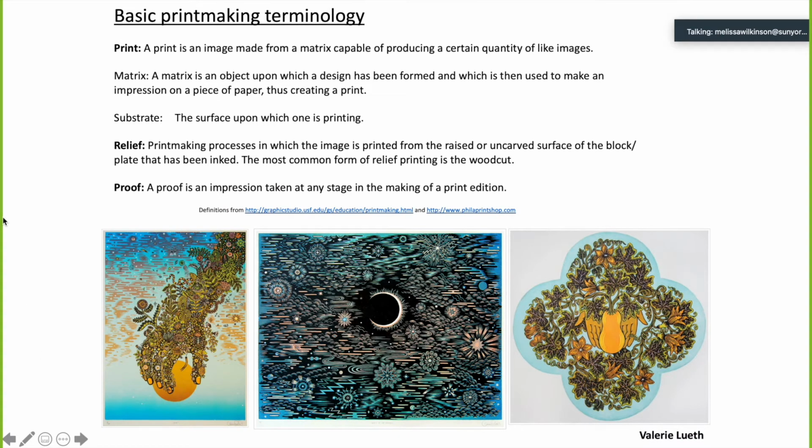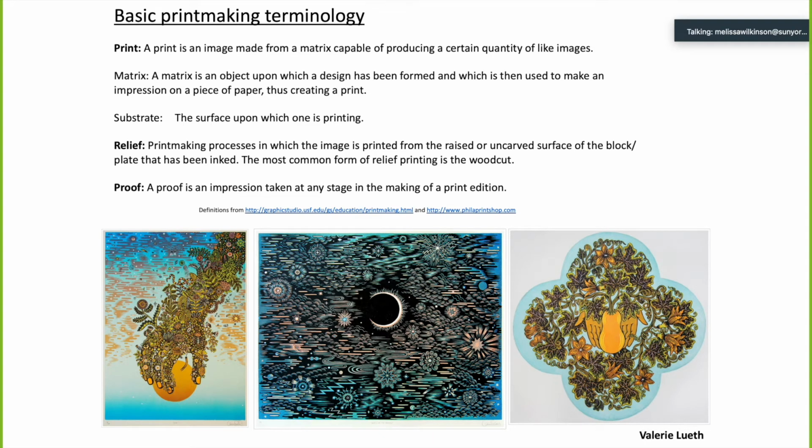So in printmaking, we actually deal with pattern a lot because it's repeatable, right? So the printmaking terms tend to go with pattern vocabulary. So a print. A print is an image made from a matrix capable of producing a certain quantity of like images. What is a matrix? Well, if I'm going to make a print from a silk screen, it is that silk screen itself. So the matrix is the silk screen, okay? And I can produce infinite reproductions of that image. So that is a print, okay?